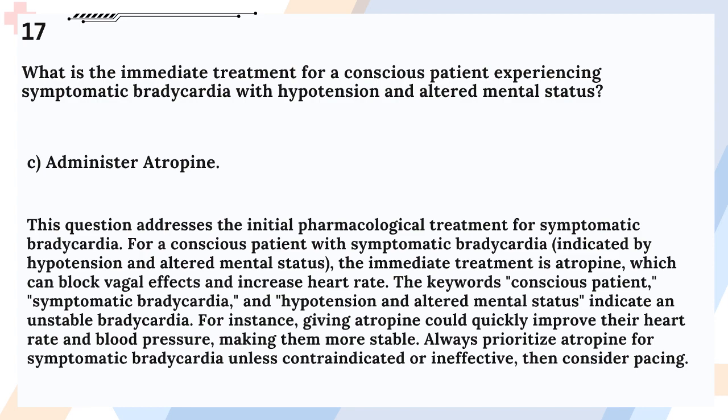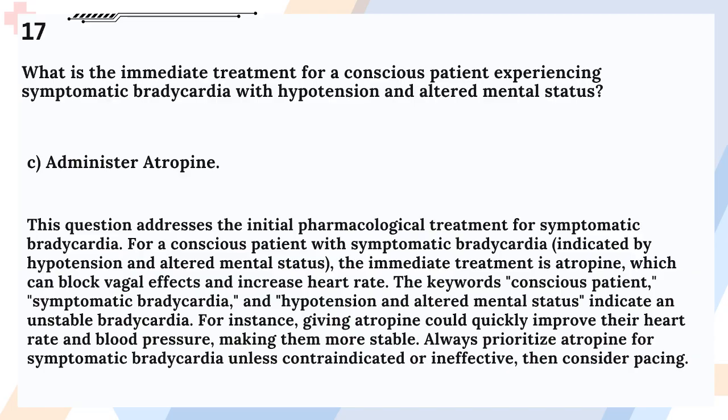Answer: C. Administer atropine. This question addresses the initial pharmacological treatment for symptomatic bradycardia. For a conscious patient with symptomatic bradycardia, indicated by hypotension and altered mental status, the immediate treatment is atropine, which can block vagal effects and increase heart rate.